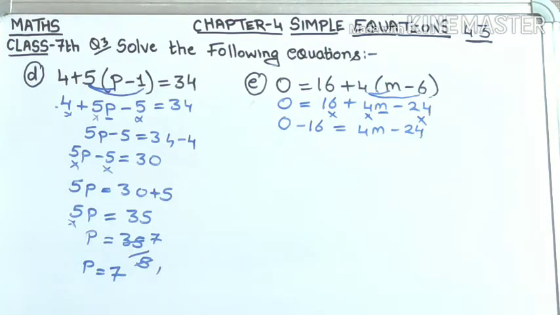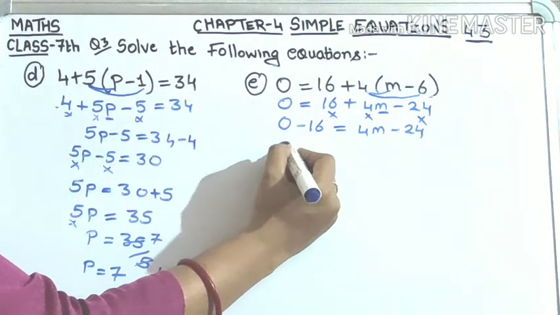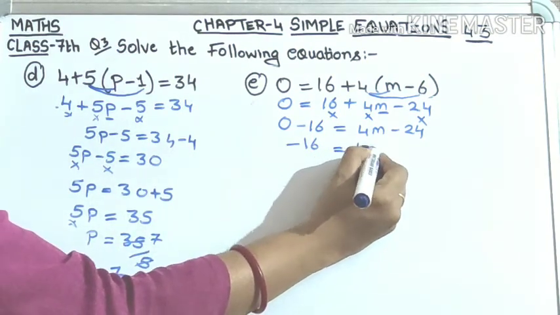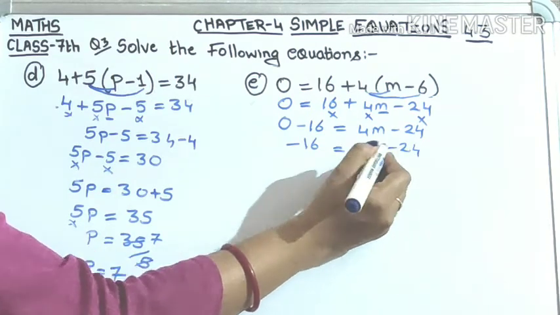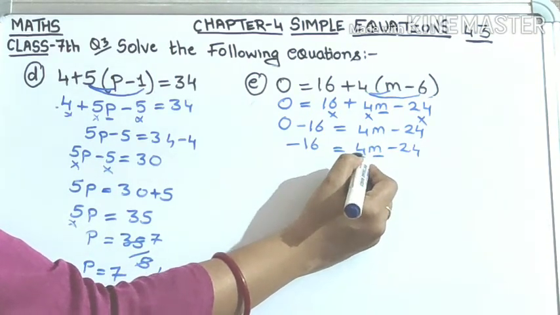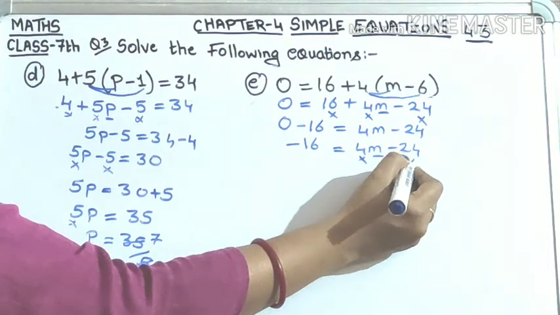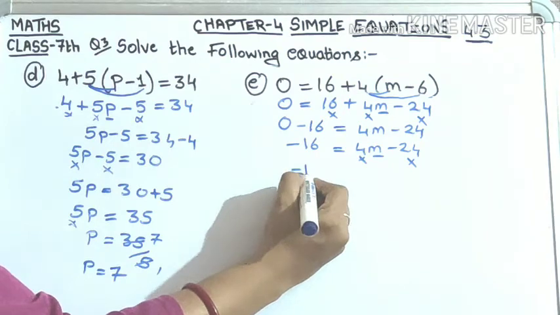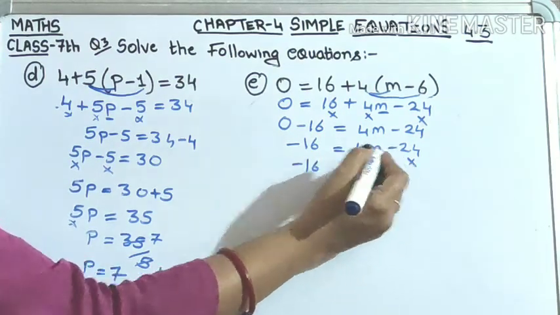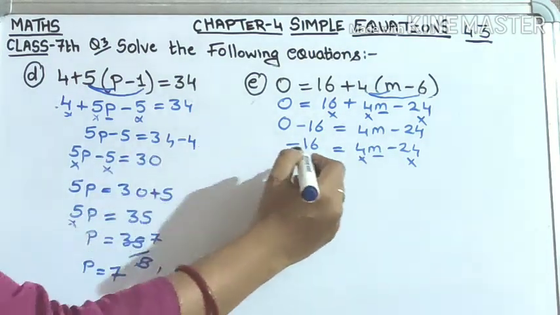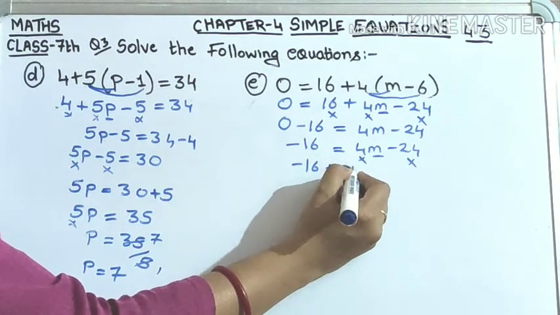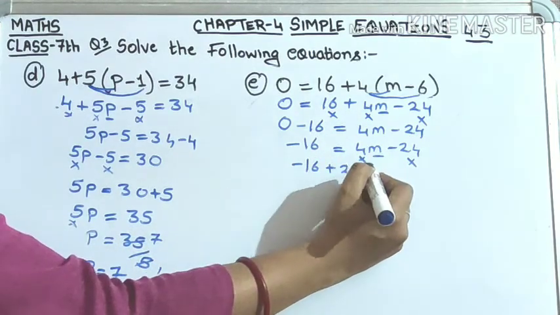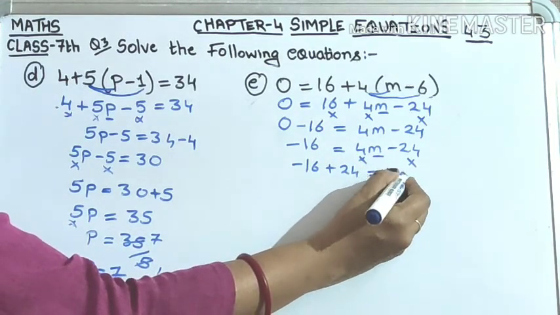We will remove one number at a time. So 0 minus 16 will be minus 16 equal to 4m minus 24. Now the variable is m. Again with the m, 2 numbers are given, 4 and minus 24. Now we will remove minus 24. Minus 16 as it is, and this minus 24, when transposed, will become plus 24, and equal to 4m.